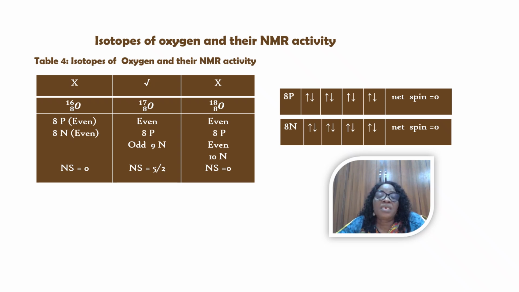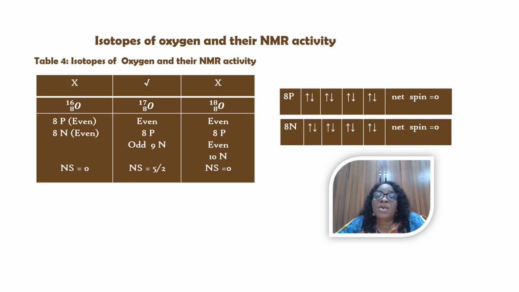We have the oxygen 18. It has even 8 proton and an even 10 neutron. And they will both cancel out. Both the 8 proton and the 10 neutron will cancel out. So its nuclear spin is 0. It is represented by S, showing that it is NMR inactive.